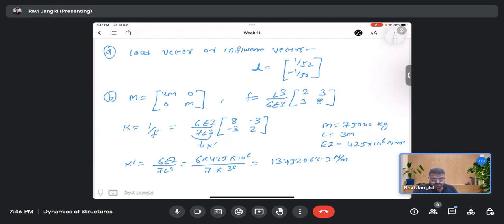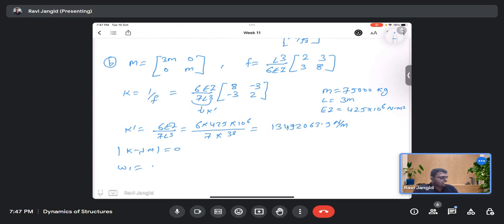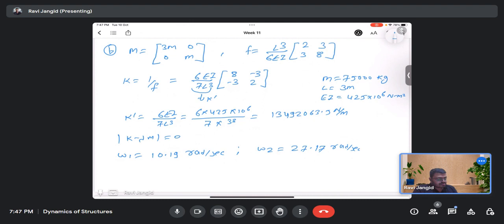13492063.5. Okay, so you need to do the eigenvalue and eigenvector. When you do that, your omega 1 would be 10.19 radian per second, and your omega 2 would be 27.17 radian per second. Your modal vector phi 1 would be 1 over 2.097, and phi 2 would be 1 over minus 1.431.